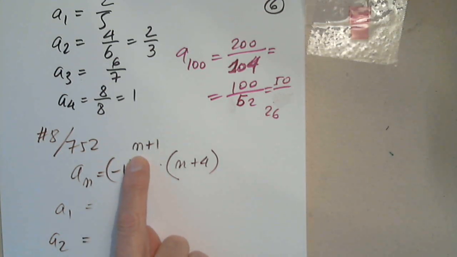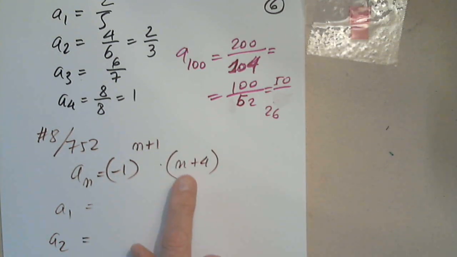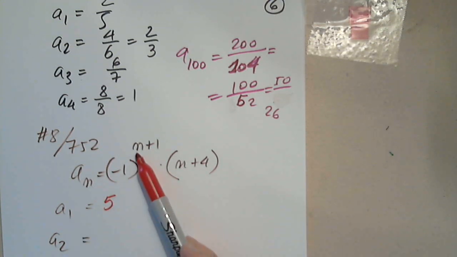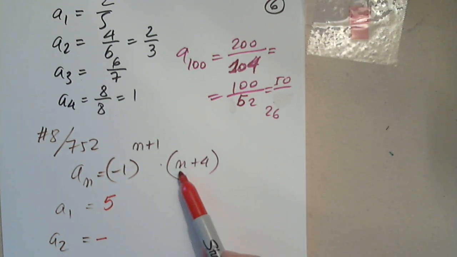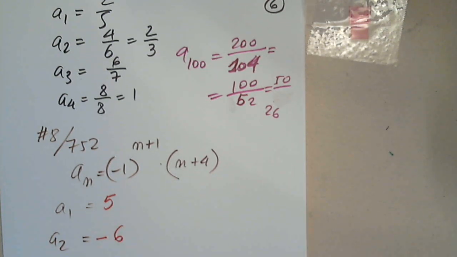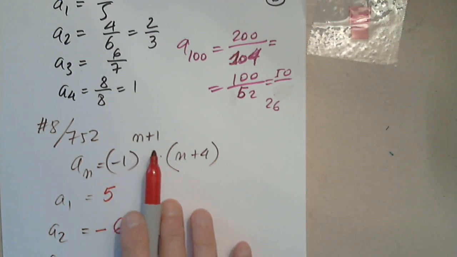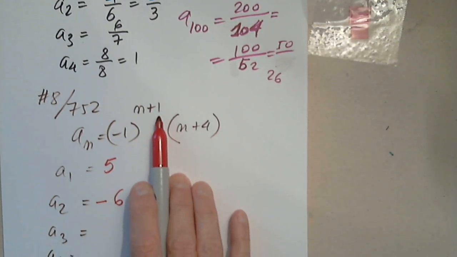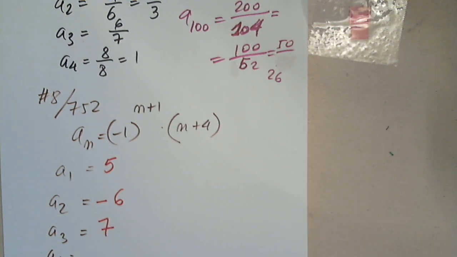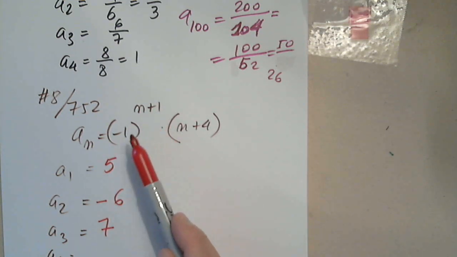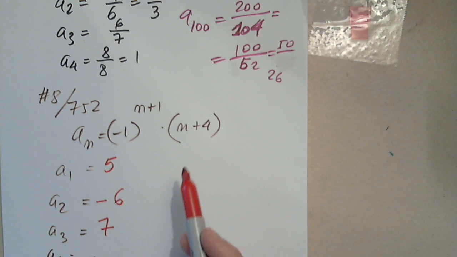When we plug in 1, 1 plus 1 is 2, and -1 to the second power will be positive, so I don't have to write anything. And then 1 plus 4 is 5. When I plug in 2, 2 plus 1 is 3, which makes this negative, so it's going to be negative. 2 plus 4 is 6. I plug in 3, 3 plus 1 is 4, -1 to the fourth power will be positive, and 3 plus 4 is 7. I plug in 4, 4 plus 1 is 5, -1 to the fifth will be negative, and 4 plus 4 is 8.